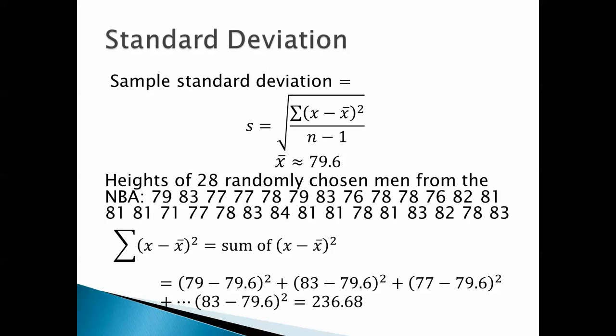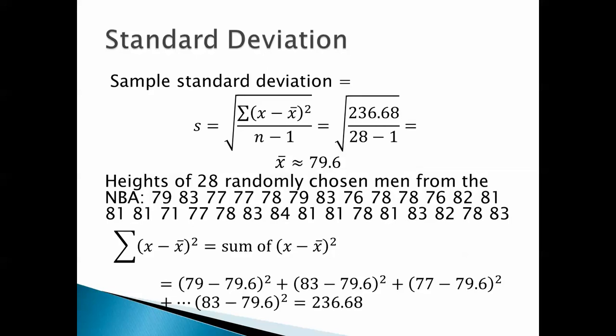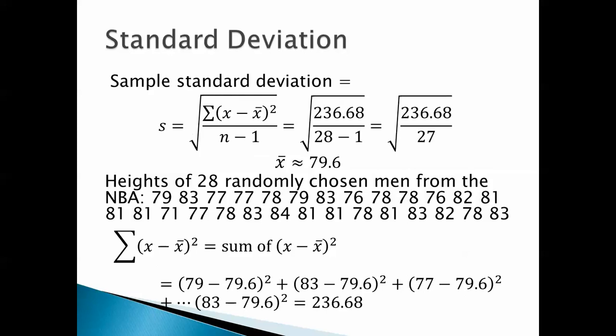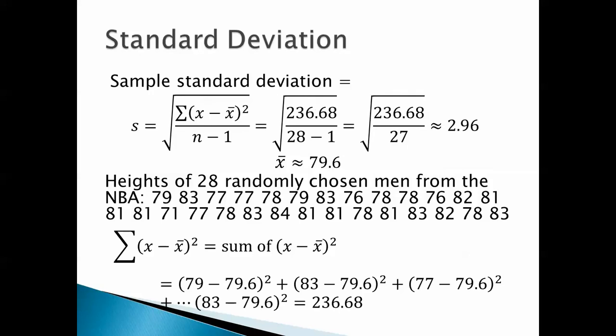So let's plug that in above. We get s equals the square root of 236.68 over 28 minus 1. Again, that sum is 236.68, as we just saw, and n in this case is the number of values, that's 28. So that's the square root of 236.68 over 27, which is roughly 2.96.